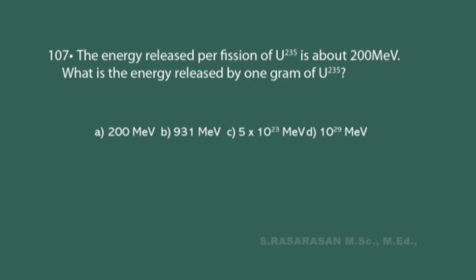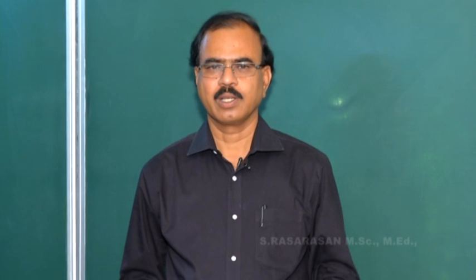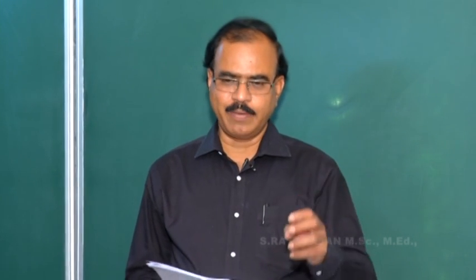The energy released per fission of uranium 235 is about 200 million electron volt. Yes, it is known. What is the energy released by 1 gram of uranium 235? When one uranium atom is split per fission, the energy released is 200 million electron volt. When we split 1 gram of uranium, you must know how many atoms are available in 1 gram of uranium of mass number 235. That is, you must know the Avogadro number.